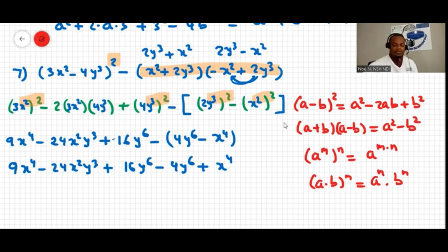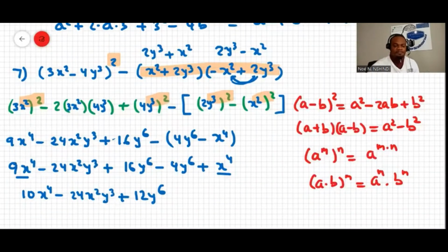So we can underline like terms. We have 9x to the 4 and x to the 4, that makes 10x to the power of 4, and then minus 24x squared y to the power of 3, plus 16y to the 6 minus 4y to the 6 makes positive 12y to the 6, because they are like terms. Thank you.